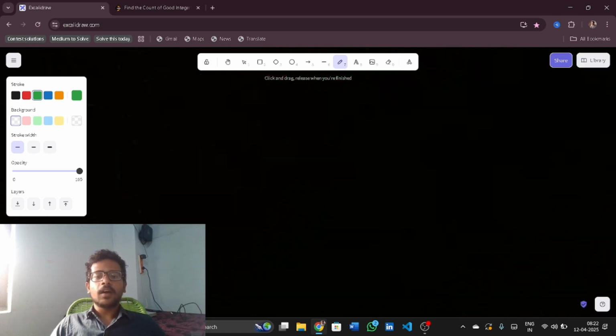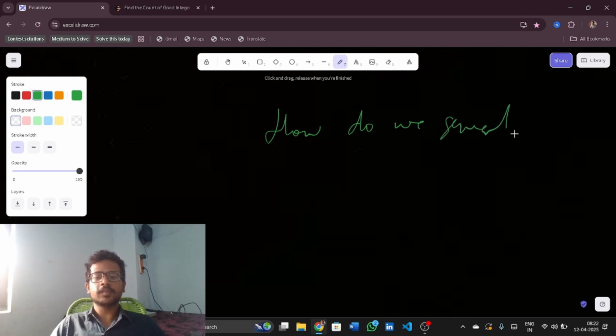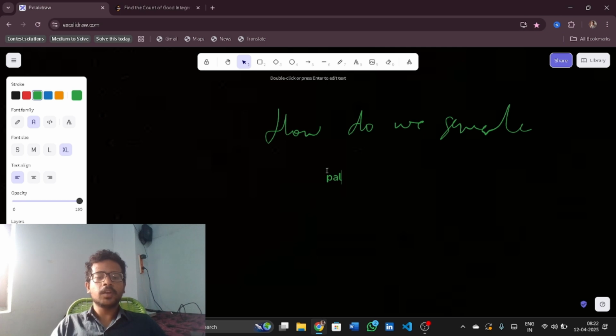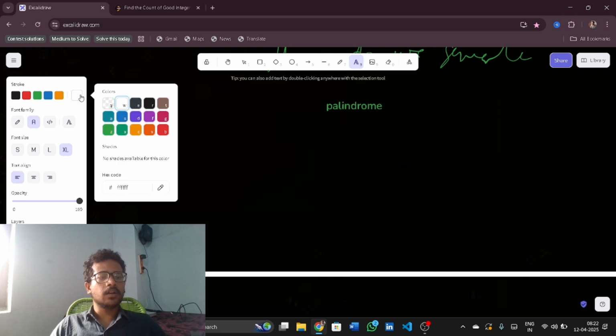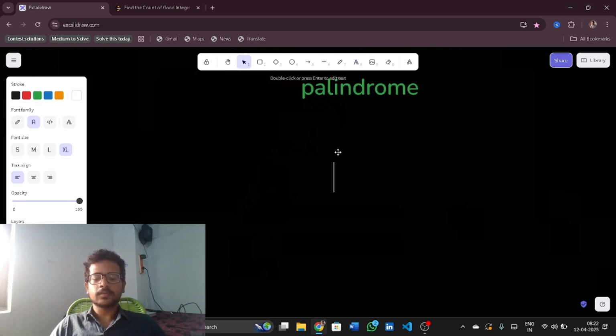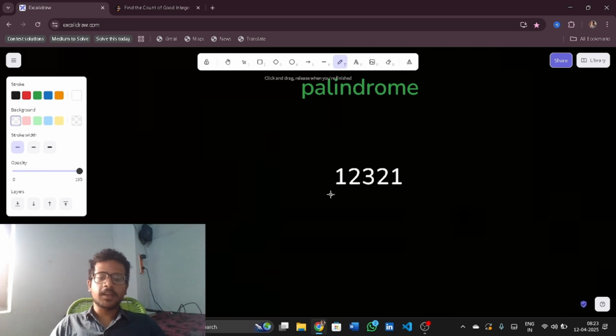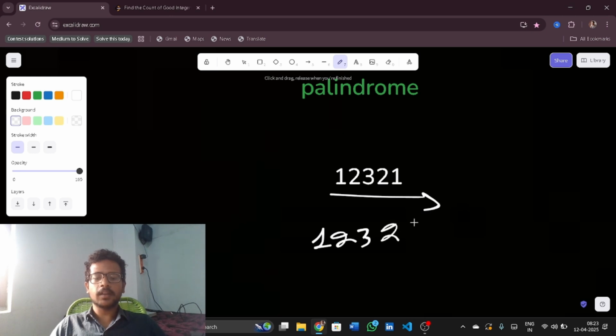Now how do I generate palindromes? To generate a palindrome, let us see what a palindrome is, for those who don't know. I have 1, 2, 3. Then if I read a number from the starting, this is 1, 2, 3, 2, and then 1. Now I am reading this in reverse.